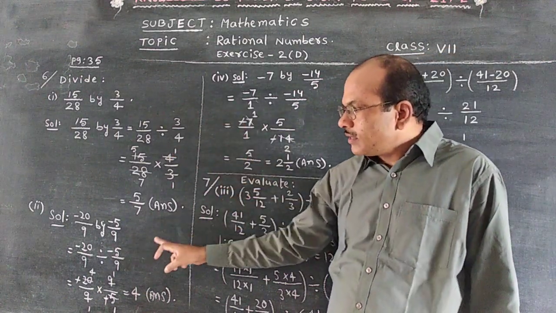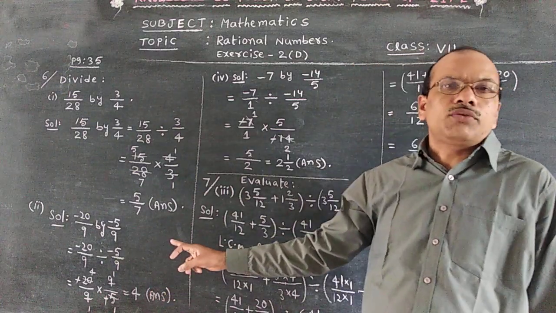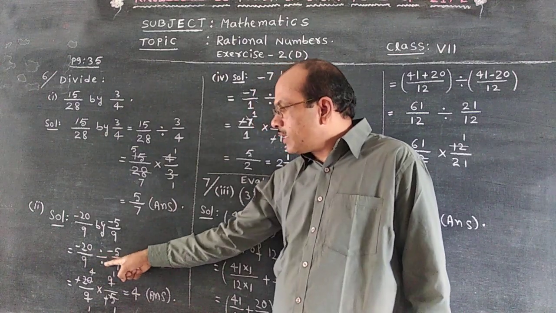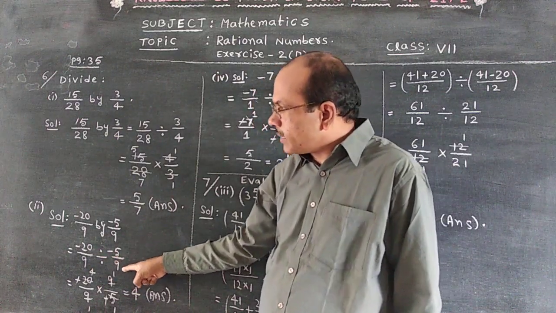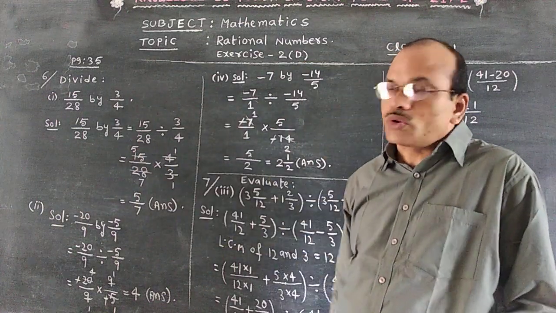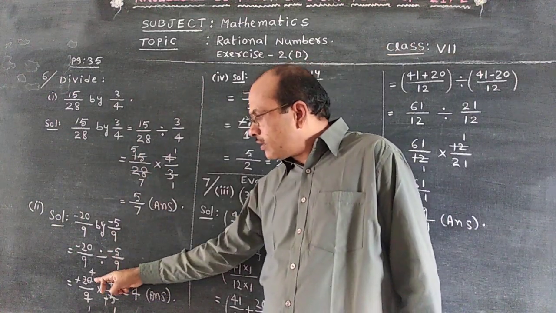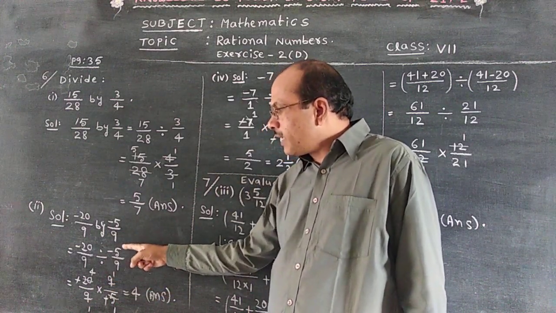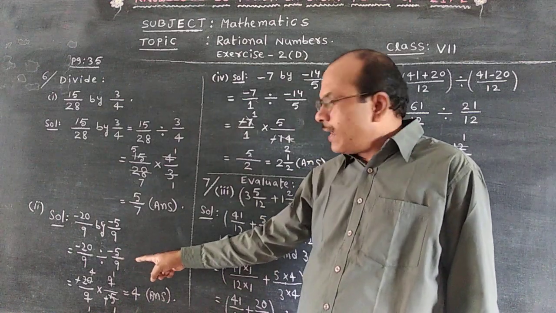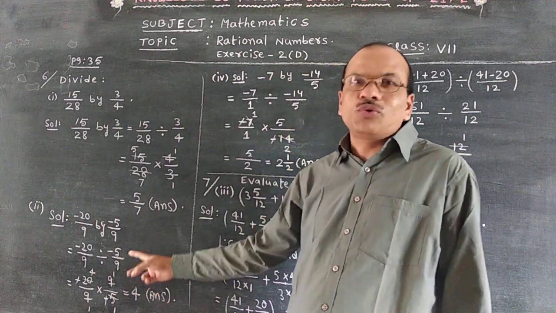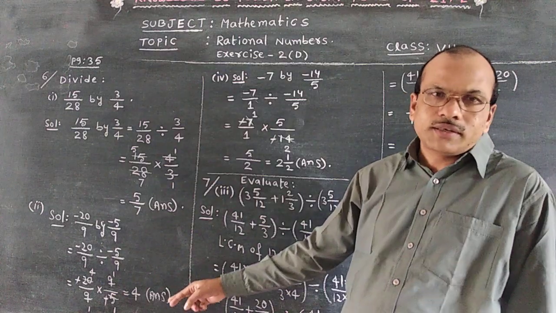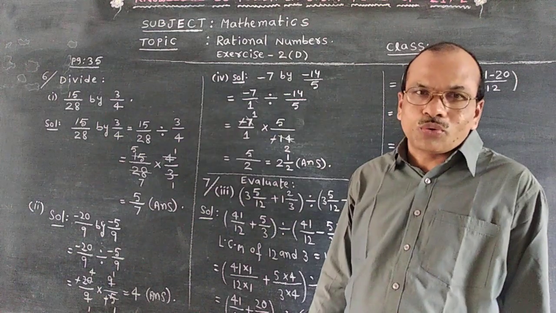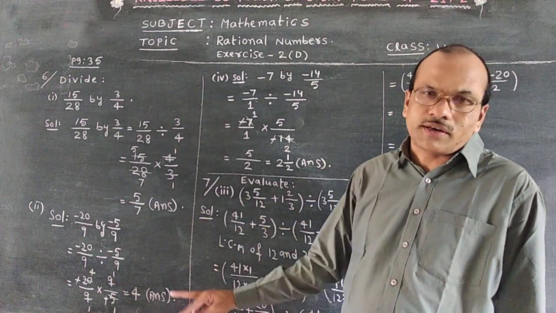Is it clear, students? Here we have taken one more question with negative symbols. Let us see: minus 20 by 9 divided by minus 5 by 9. It is the second bit in question 6 only. Now, as we have done earlier, minus 20 by 9 is dropped as it is, into, and minus 5 by 9 is written as 9 by minus 5, its reciprocal. Why? Because the division symbol changed to the multiplication symbol, that is into.